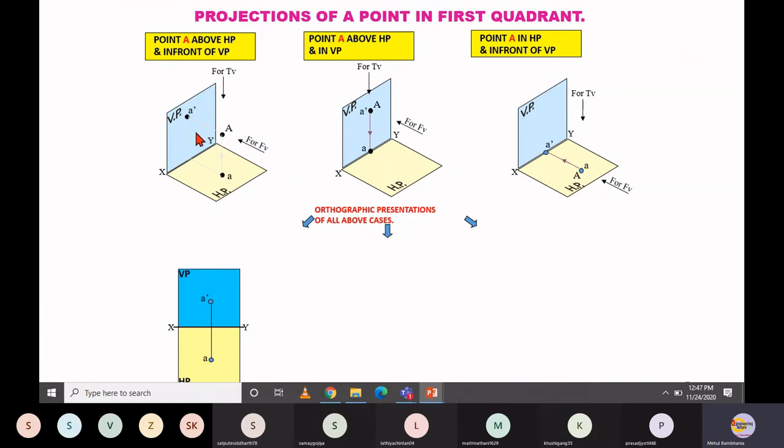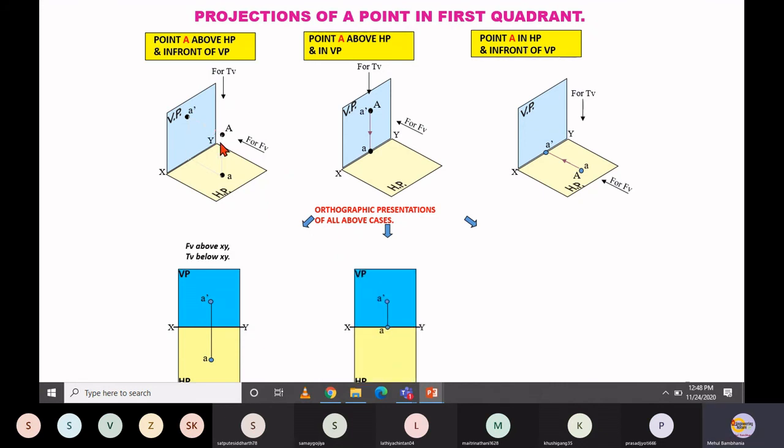One more thing, just look at this. See, this is your front view. Your front view is above the XY line, having some magnitude. This is the front view projection, and it is aligned with the top view projection. So wherever your front view projection appears, exactly below that, aligned within the same line, you have to make the top view projection. So this is the first case, where your point is situated like this.